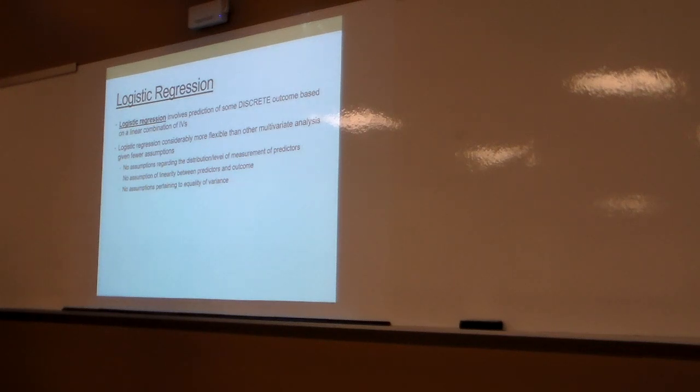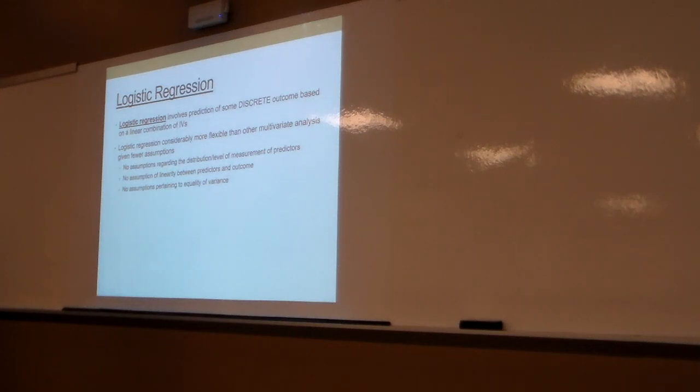And so this is where we start to layer in some logistic models. So, logistic regression. With logistic regression, we're looking at some discrete outcome, okay? We're trying to predict some categorical outcome based on some combination of categorical and continuous independent variables, okay? The nice thing about our logistic models is that they're considerably more flexible, okay?